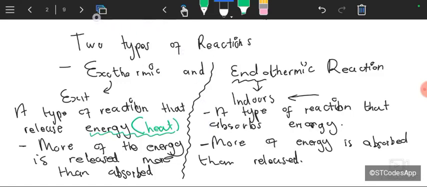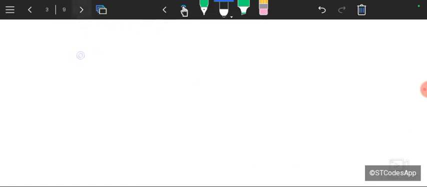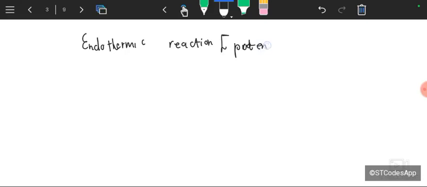I want us to do a few graphs. Let's do the first graph for an endothermic reaction. Now, an endothermic reaction, right? What type of graph is this one? Just know that they call it the potential energy.